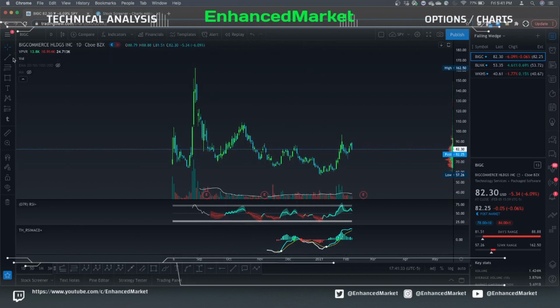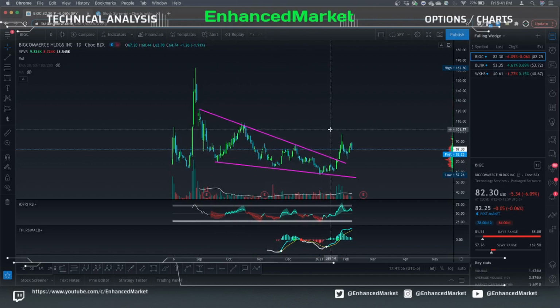I can draw a line for you guys. So a line from here, as you could see, we have one touch, two touch, and then it breaks right there. And then on this side, support, we have one touch, two touch, and three touch.